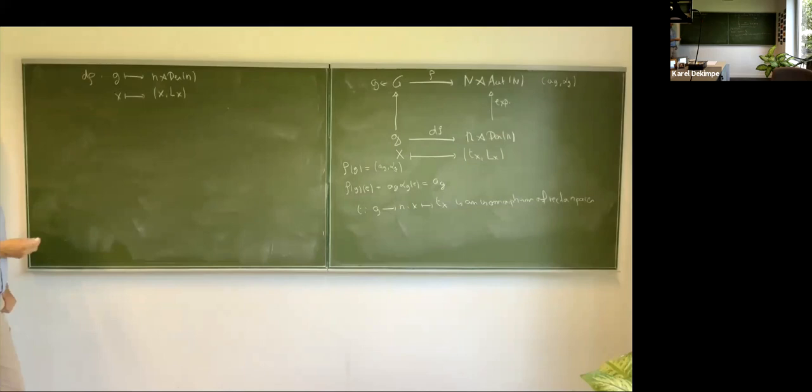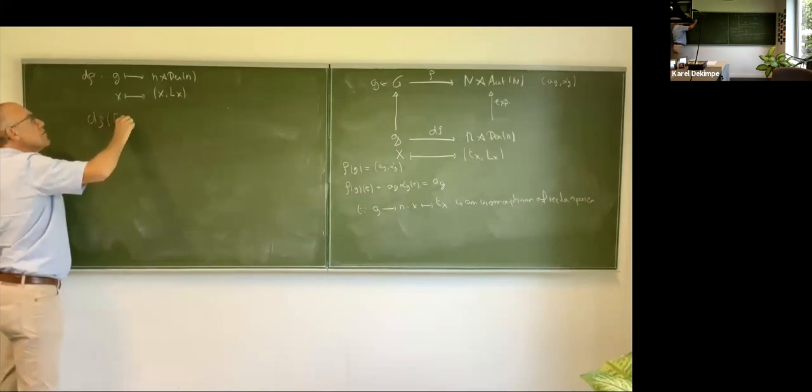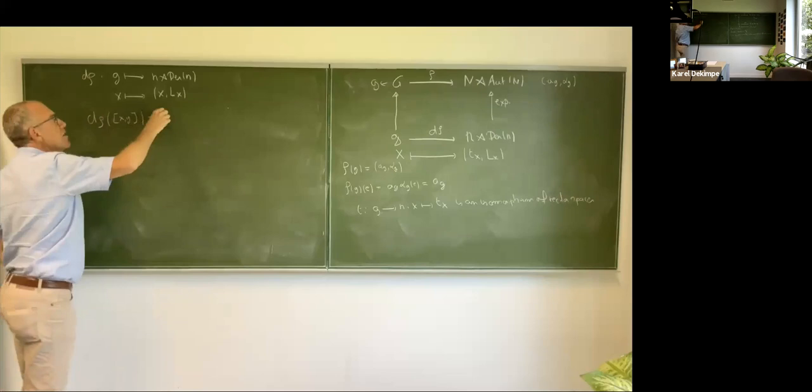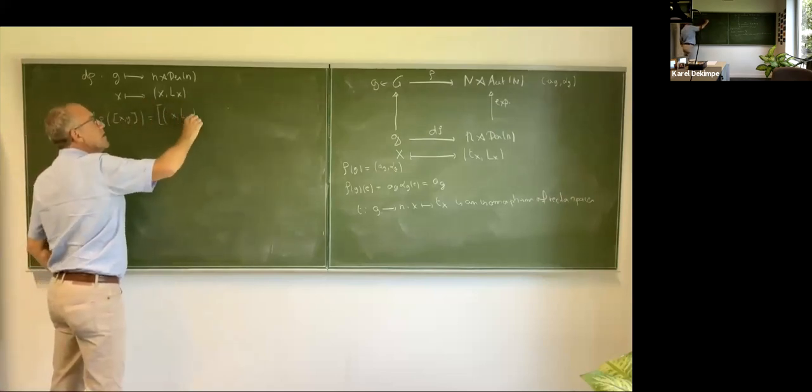And now again, let me express what it means for the differential of rho to be a Lie algebra morphism. So I have that rho of the bracket xy should be the Lie bracket here.